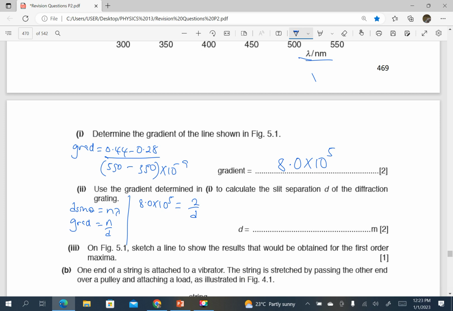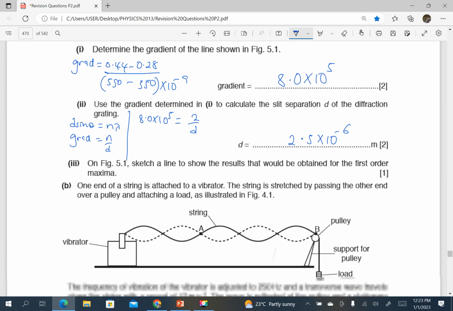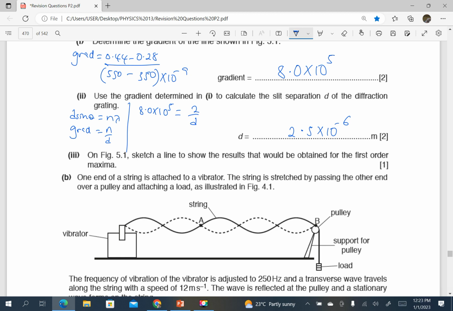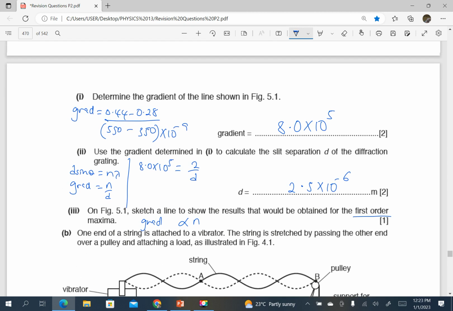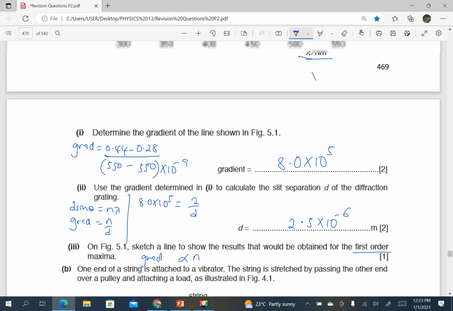And d is 2.5 times 10 power negative 6 meters. On the figure 5.1, sketch a line to show the results that would be obtained for the first order, n equals 1. You see that the gradient is directly proportional to n. So if n is first order, the gradient is going to be half of that of second order.